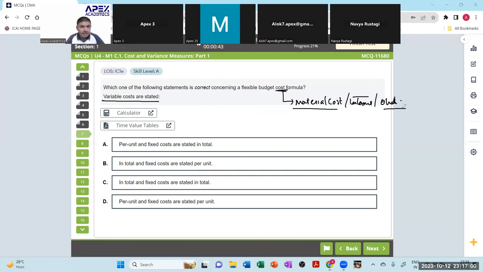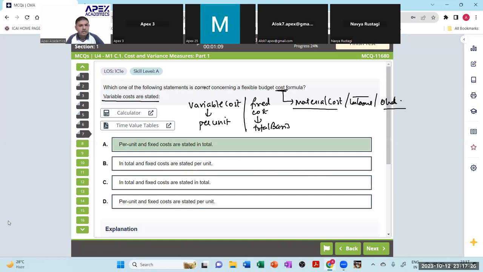So what is flexible budget cost formula? Variable costs are stated how? Always remember, variable costs will be stated on a per unit basis. And fixed cost will always be stated on a total basis. Perfect. Absolutely perfect. Clear? Take a screenshot. Yes, sir.